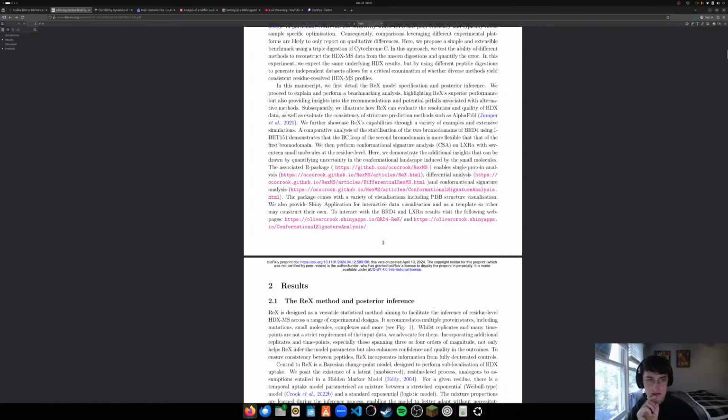Conformational signature analysis. That's interesting. What is that?